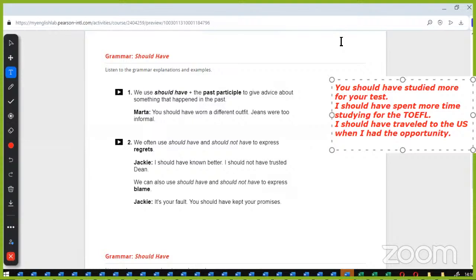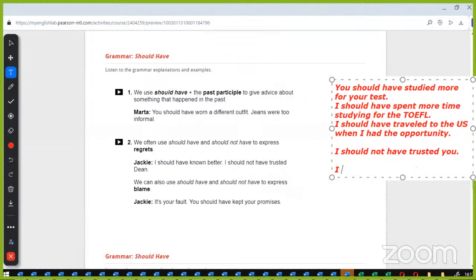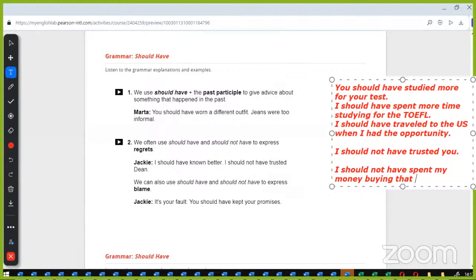Okay, so we use should have and should not have to express regret. Okay, so something that you regret. I shouldn't or I should not have trusted you. Or I should not have spent my money buying that TV.